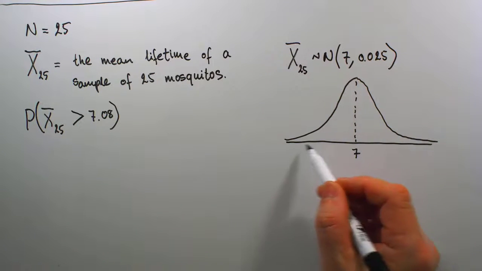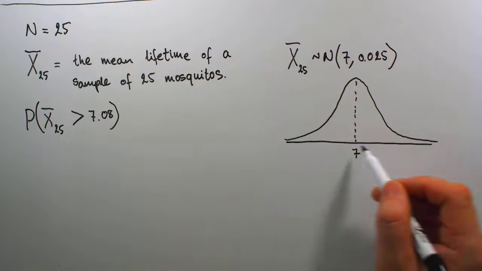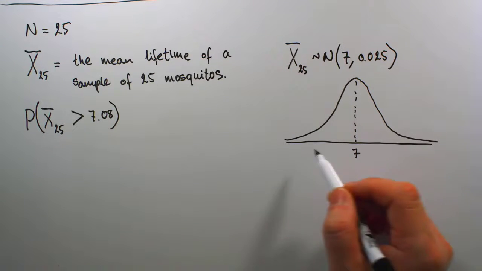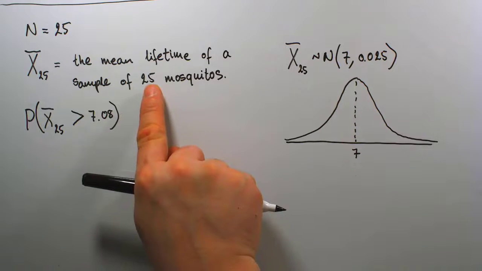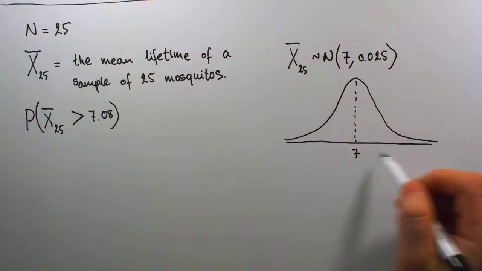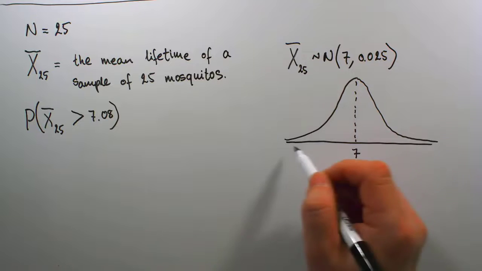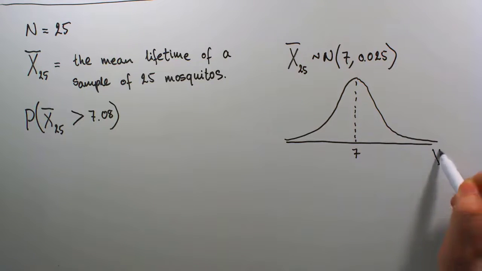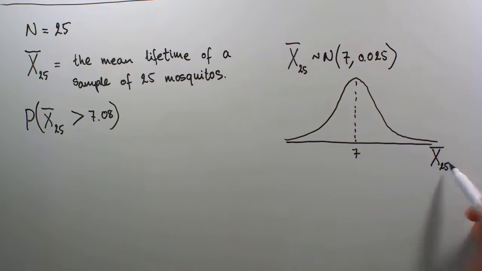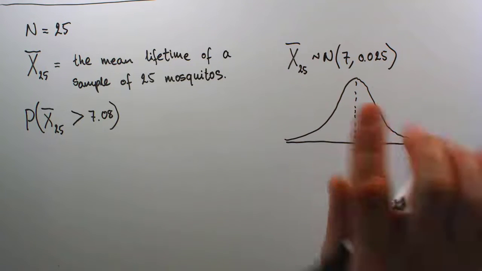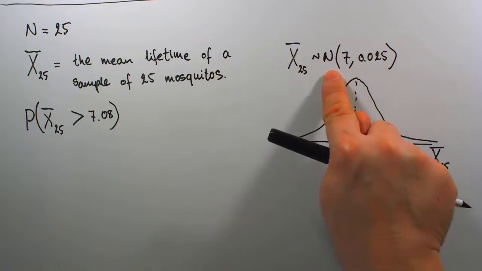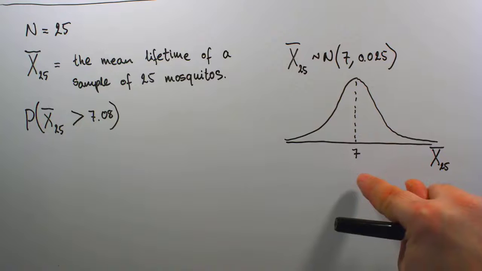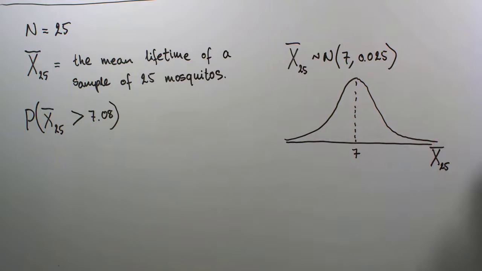And on this bell curve, any value placed on this horizontal line is a sample mean that came out from a sample of size 25 mosquitoes. So, generally speaking, the random variable being represented here is capital X bar 25. The whole point of knowing whether we have a sampling distribution on a bell curve is that we can now bring ourselves back to a problem where we're working on a bell curve problem.